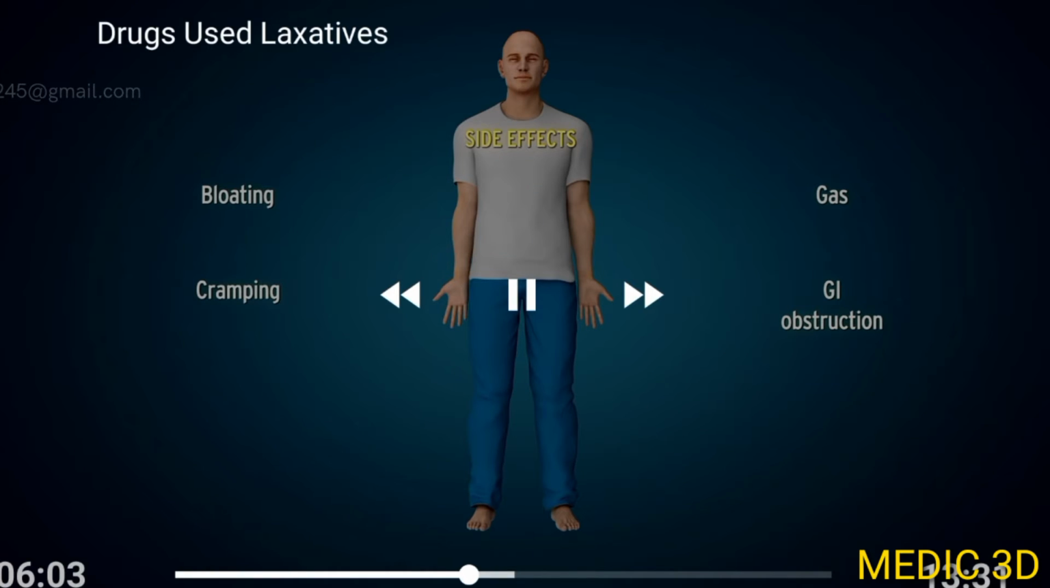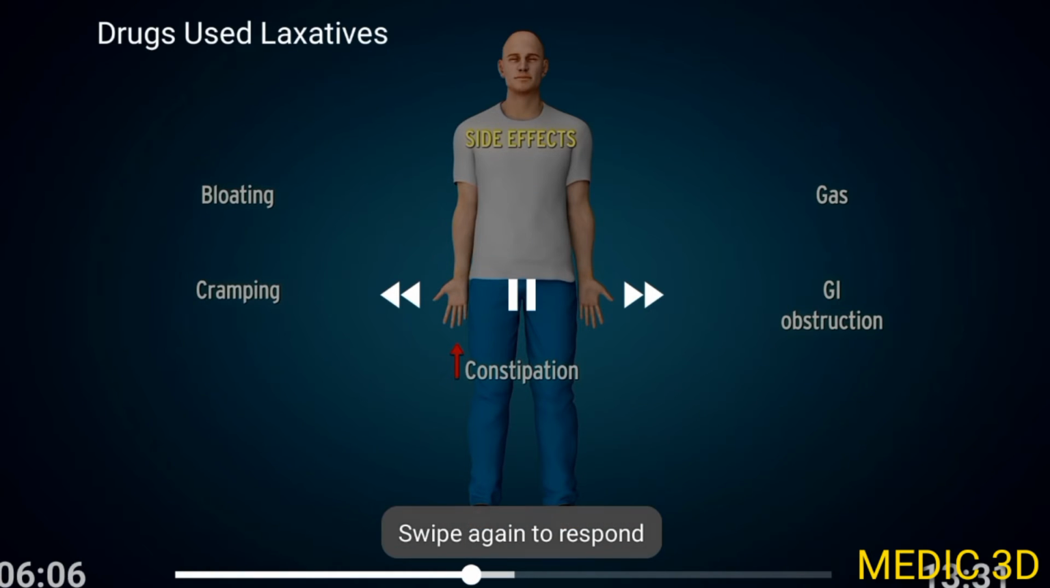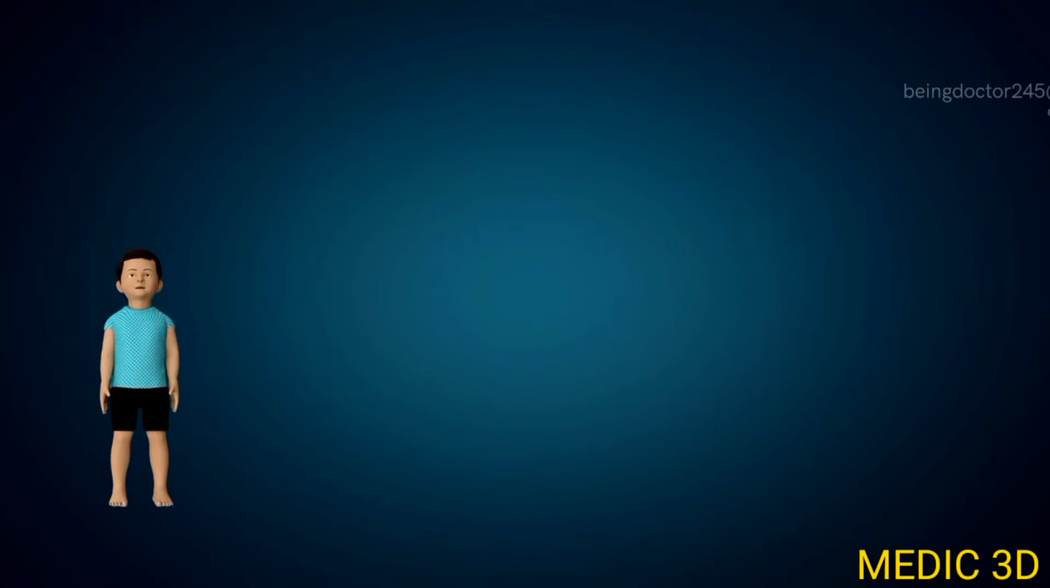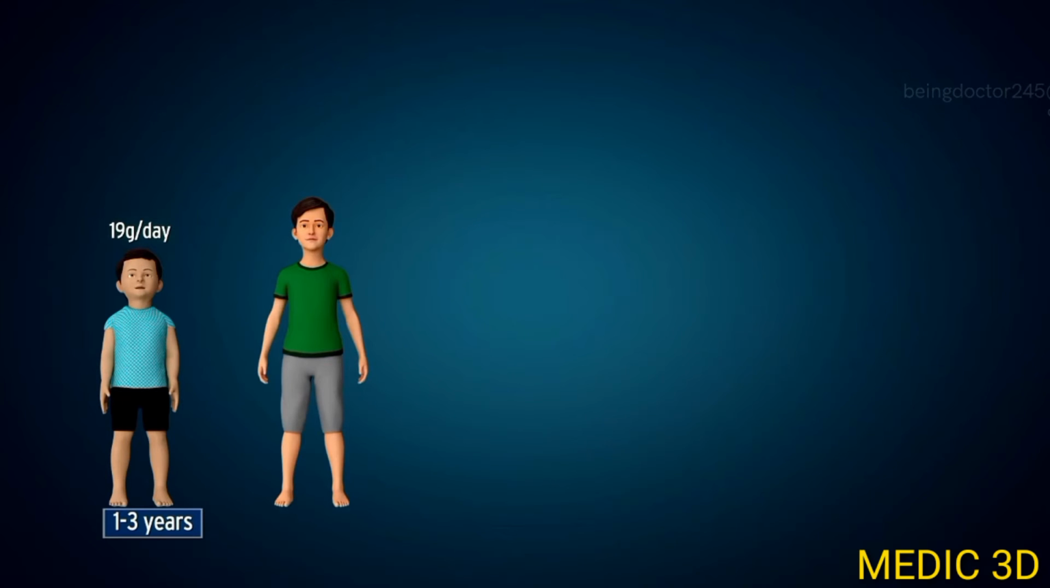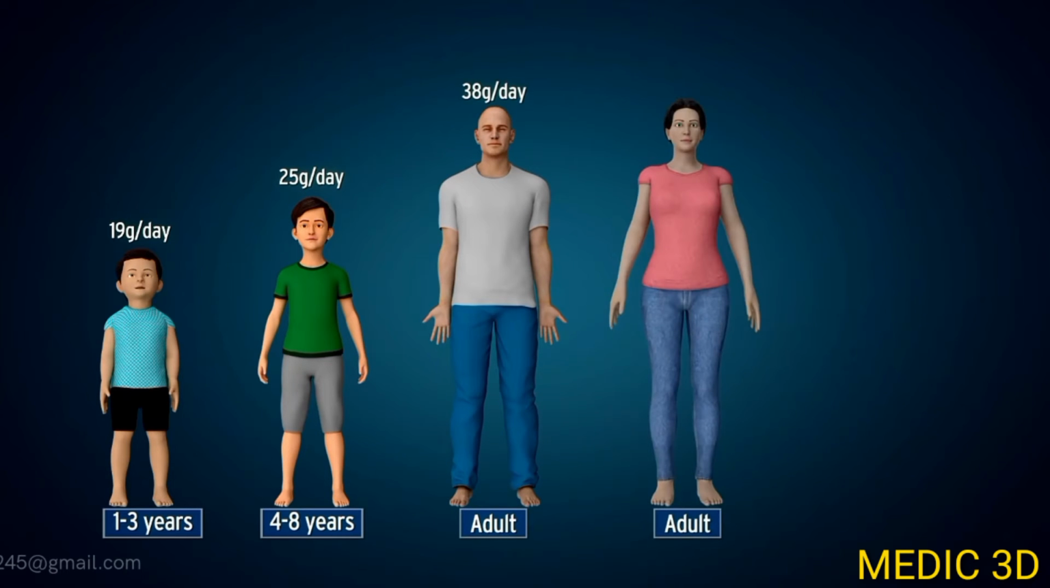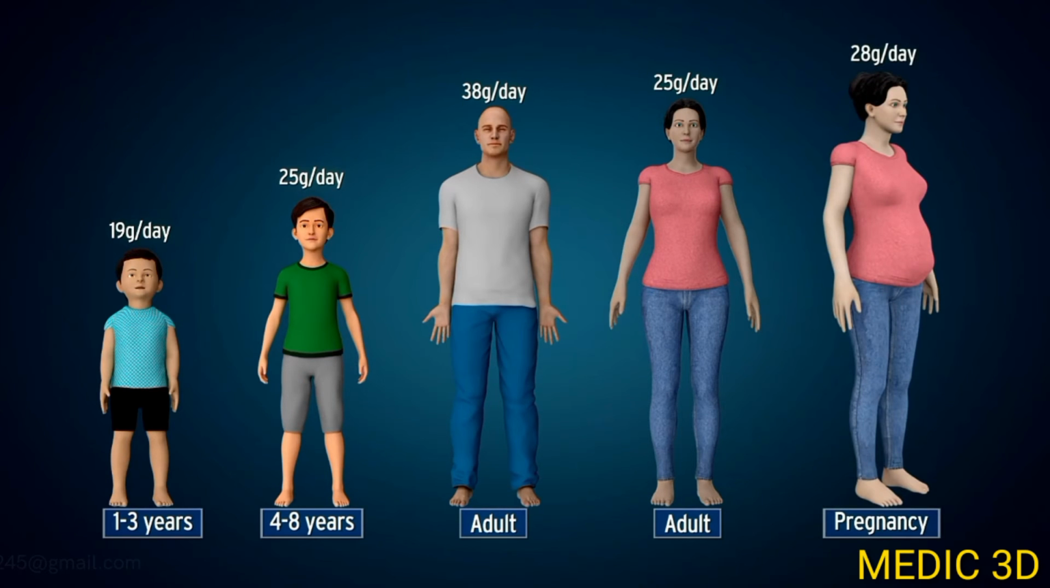Also increases constipation. Bacterial digestion of plant products can cause bloating. Doses: children from 1 to 3 years, 19 grams per day. Children from 4 to 8 years, 25 grams per day. Adult male, 38 grams per day. Adult female, 25 grams per day. Pregnancy, 28 grams per day.